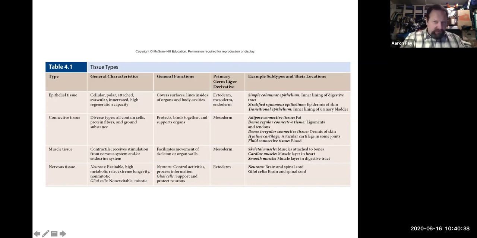Primary germ layer derivative. What this is basically describing is, where does this come from in embryological development? This you don't need to know, because remember, in this class, we're focusing on adult anatomy, so you don't need to worry about this third column. So over here, example subtypes and their locations. I want you to have a general feeling for this right now, right? Would you need to know that you have simple columnar epithelium in the inner lining of the digestive tract? Yes, when we get to the digestive system. Right now, not so critical.